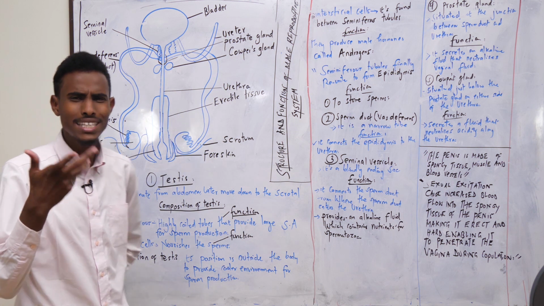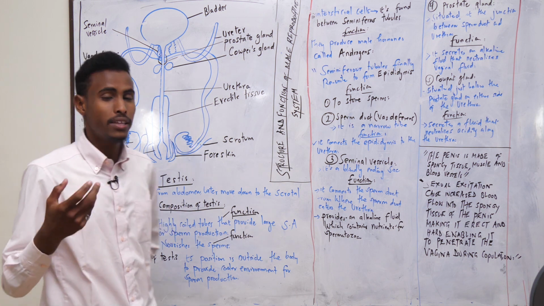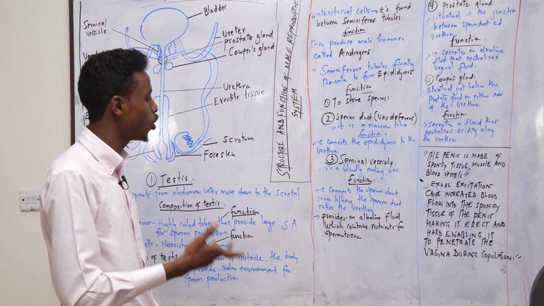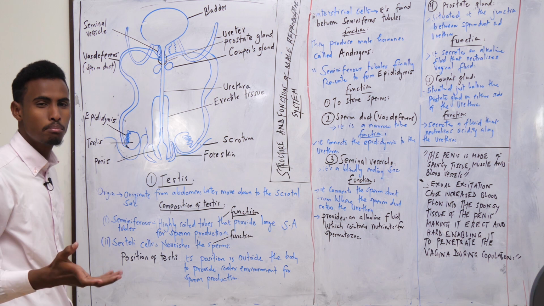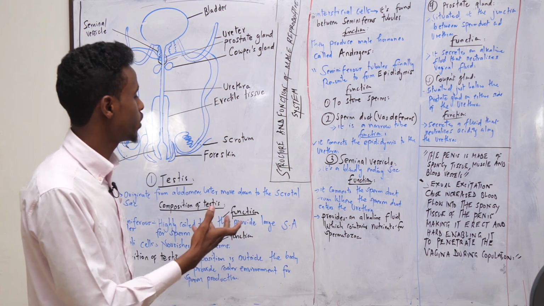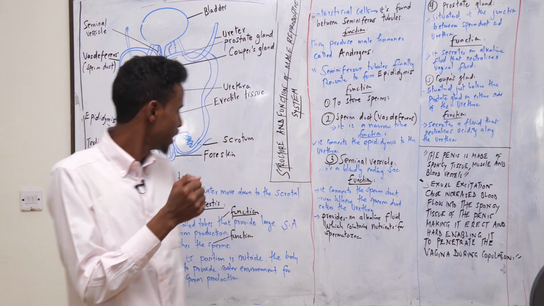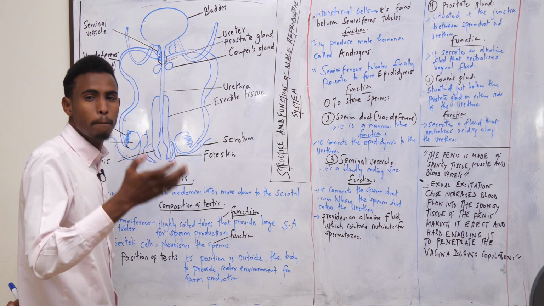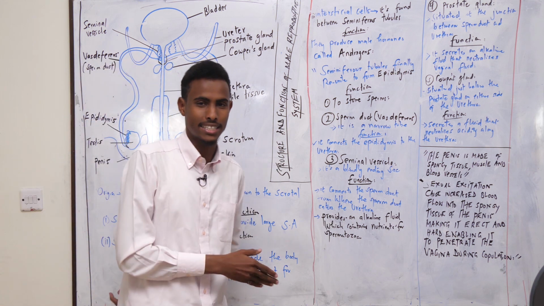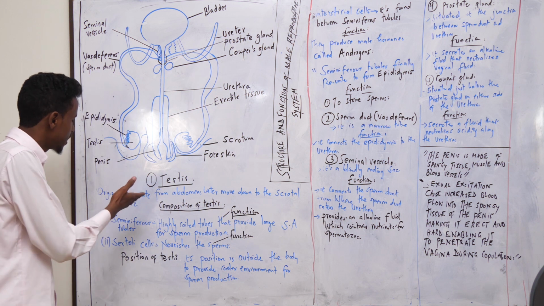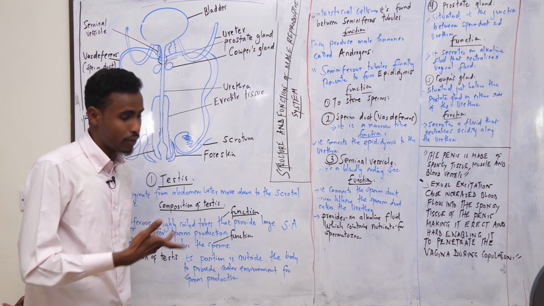Now, what happens to the penis during sexual excitation? During sexual excitation, there is increased blood flow into the spongy tissue of the penis, making the penis become erect and hard. Once the penis becomes erect and hard, it is able to penetrate into the vagina of the female counterpart, hence effecting the process of fertilization.